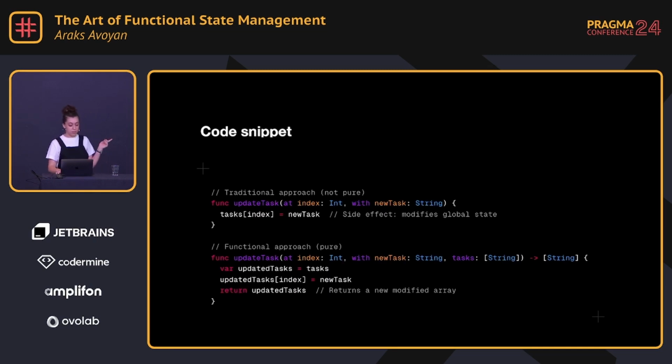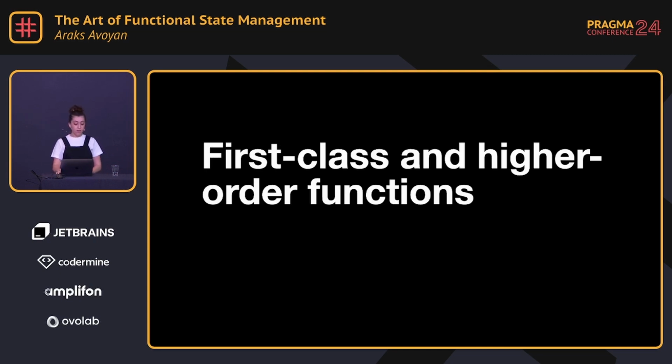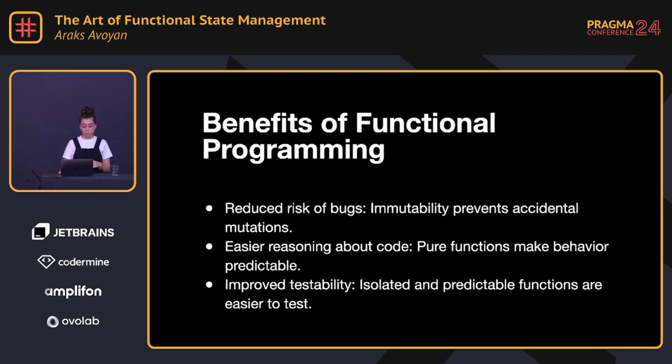Here, the traditional updateTask function modifies the global tasks array, making it an impure function, as we call it. And the functional approach creates a new copy of the array with the update, ensuring consistency and avoiding side effects. Another key concept is first-class and higher-order functions. Functions in functional programming are first-class citizens, meaning they can be assigned to variables, passed as arguments, and returned from other functions. Higher-order functions are functions that take other functions as arguments or return them as results. This allows for greater abstraction and code reuse.